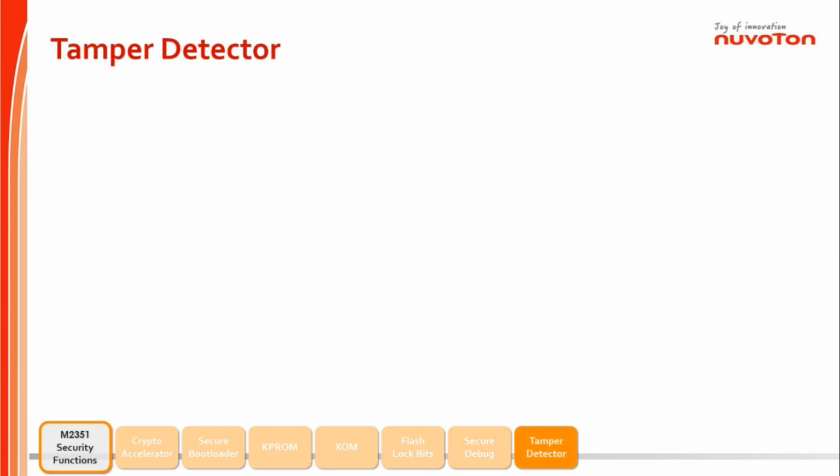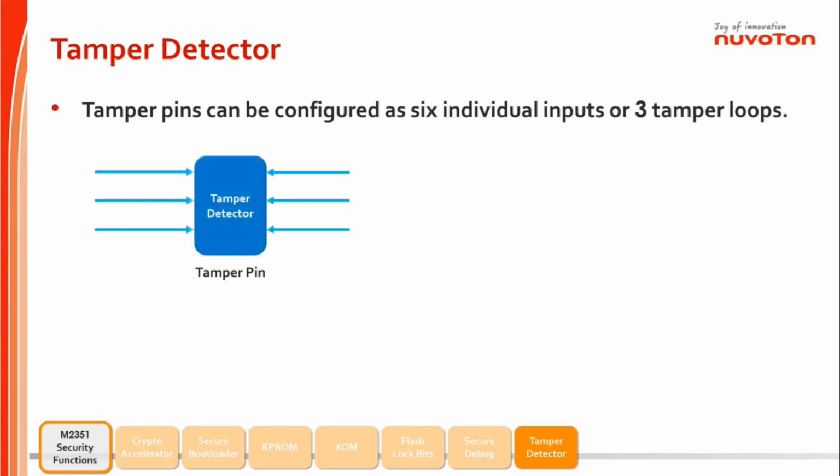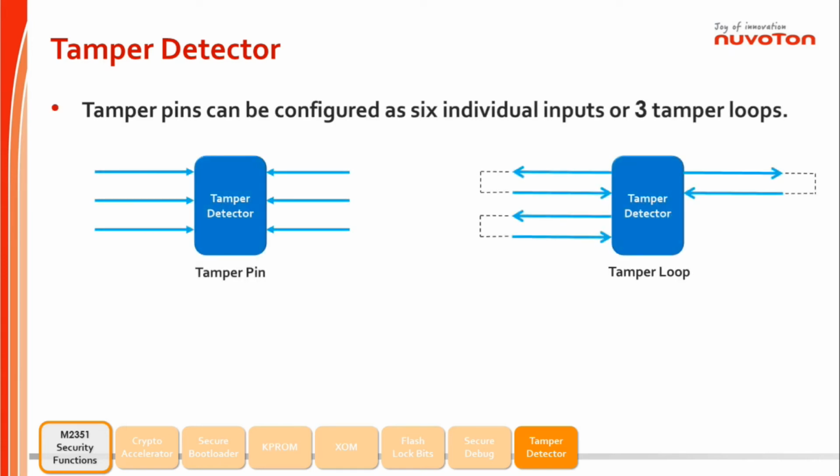There are 6 tamper pins in M2351. They can be configured as 6 tamper pins or 3 tamper loops. The tamper pin can monitor whether the input state is high or low. If the input state is different to its setting, a tamper interrupt will be generated.